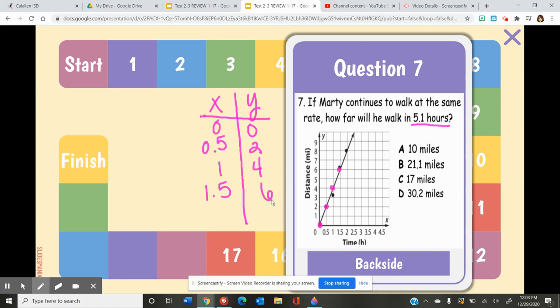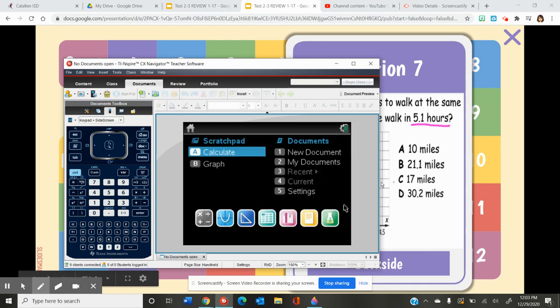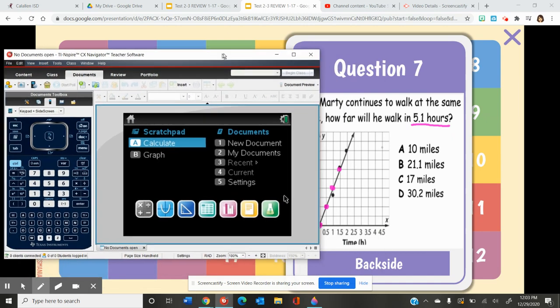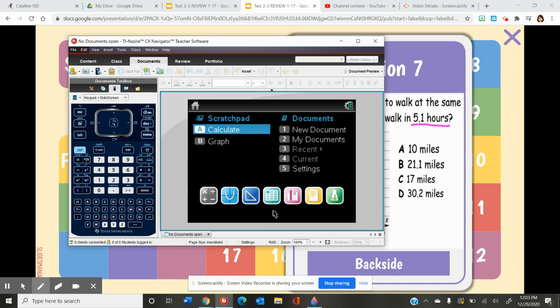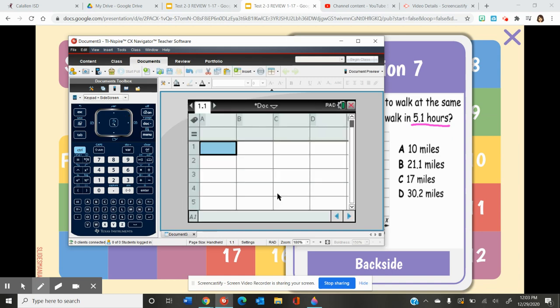And remember, once we do get our answer, we're not going to get the exact answer because we are rounding. So again, I want to find the trend line. That way I can see how many miles I will walk in 5.1 hours. So what I'm going to do to get that trend line is go down to lists and spreadsheets. And the first thing we want to do is go up to cell A, label it as X, and label cell B as Y.